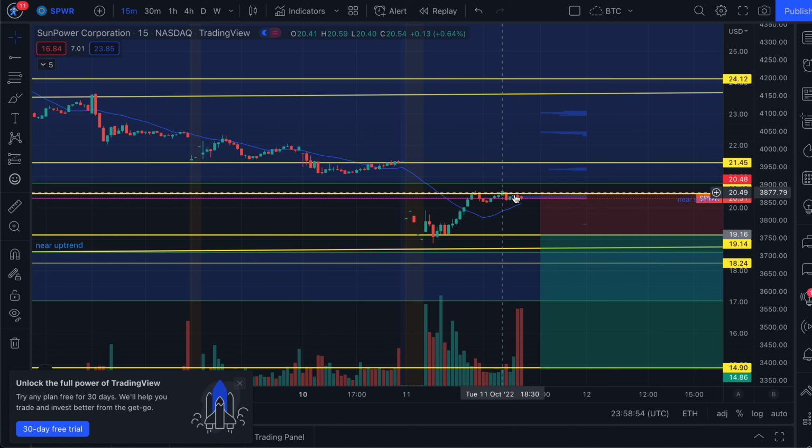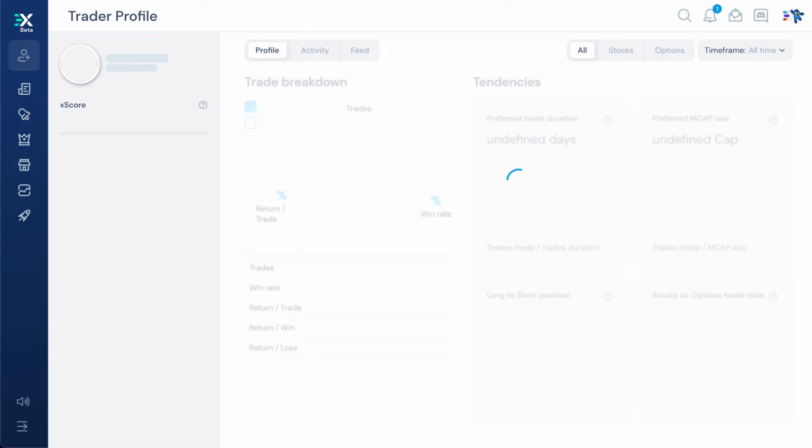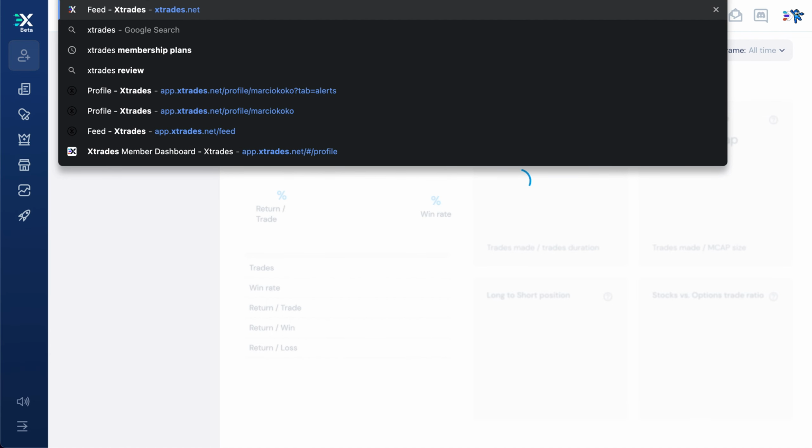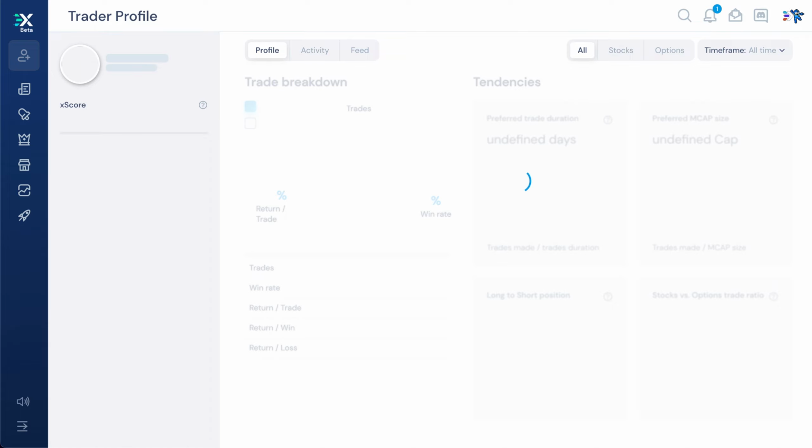So again, I'm going to be watching this tomorrow to see what we can get out of that one. So those are the two plays I wanted to show you guys. Unfortunately, the X-Trades app is not working, which is kind of strange. Let me see if any other part of it can load. That seems to be loading. But then again, that's not the app. That's the actual website.